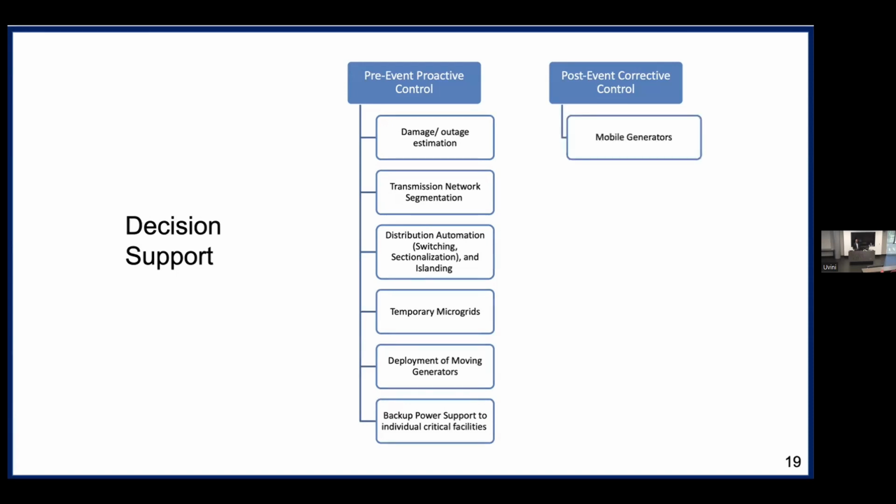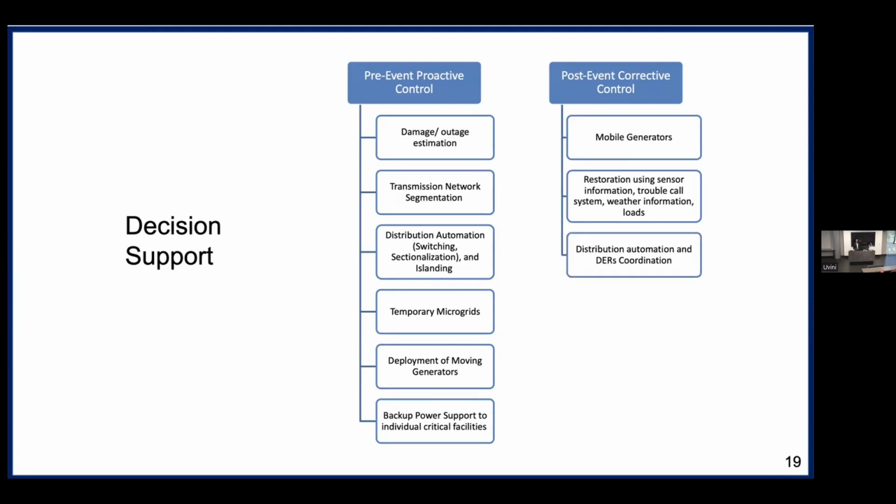For post-event, we can also use mobile generators. We can do the restoration using sensor information, trouble call system, and then the distribution automation and DR coordination. We can also form a microgrid with changing boundary. There are some papers on that. Why changing boundary? Because again, we want to form a smaller system so that the disturbance, if it happens here, will not propagate through the rest of the grid, right? And the other part of this microgrid, if it's not impacted, can join another microgrid, right? So microgrid with changing boundary will be helpful in that.